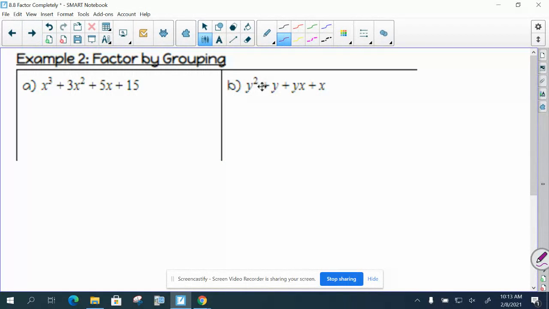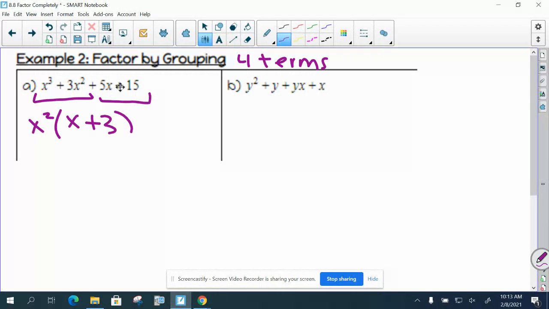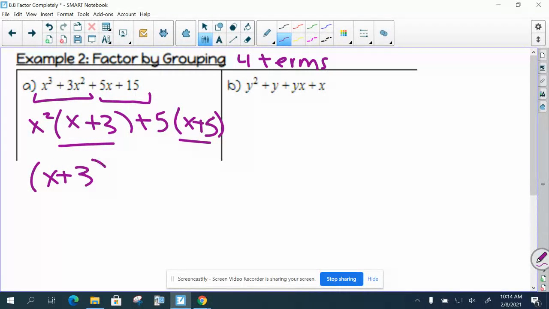All right, here we're going to factor by grouping. This is for when you have 4 terms, and this is like the AC method when you split it up into 4 terms. So you would break up this group and this group, and then you can factor out an x squared from the first group, and we're left with x plus 3. From the second group, we can factor out a 5, and we're left with x plus 3. So what you get in parentheses should be the same. You can factor it out, and then write x squared plus 5.